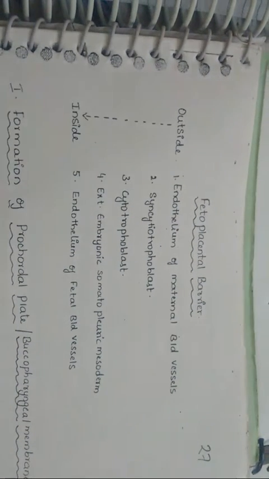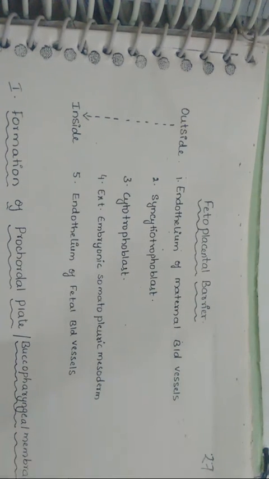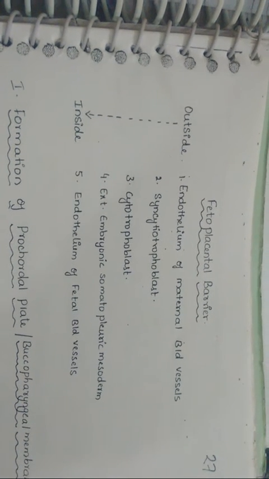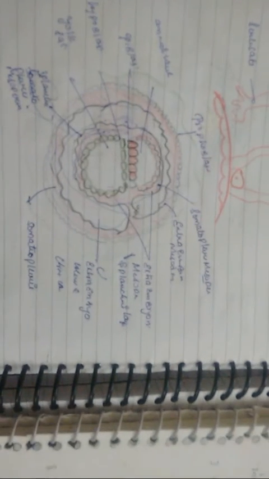From outside to inside: endothelium of maternal blood vessels, syncytiotrophoblast, cytotrophoblast, right? Then you have got an embryonic somatopleuric mesoderm. Then you have got fetal blood vessels, that is, endothelium of fetal blood vessels. So let us understand what it is trying to tell us. Let us go with the concepts here. I already spoke about this in the last video, but let us revise for better understanding of this barrier.